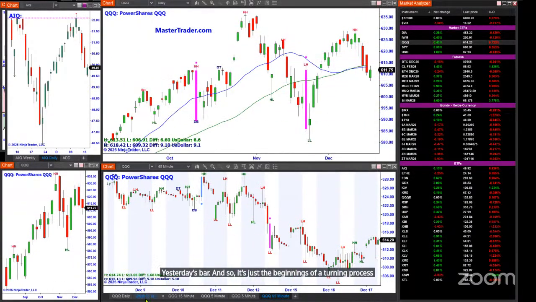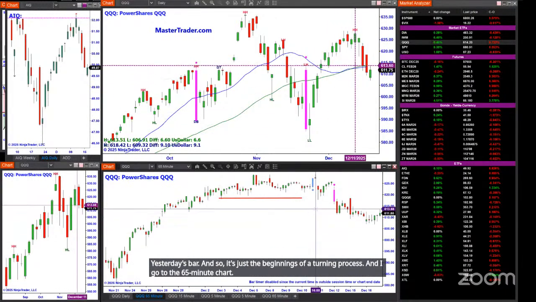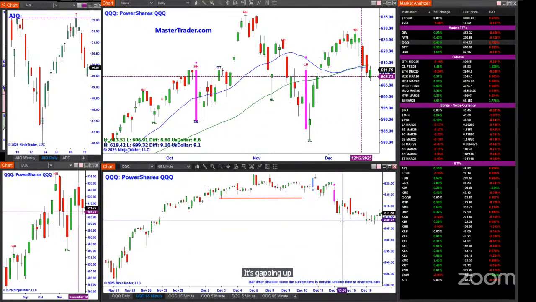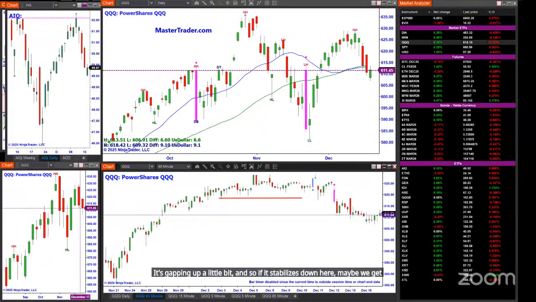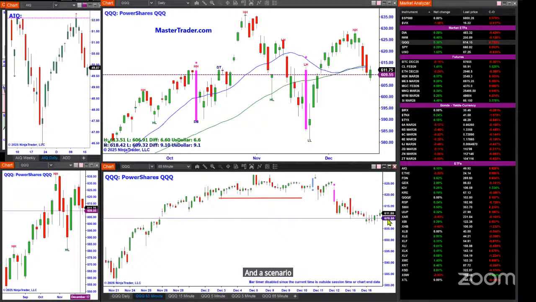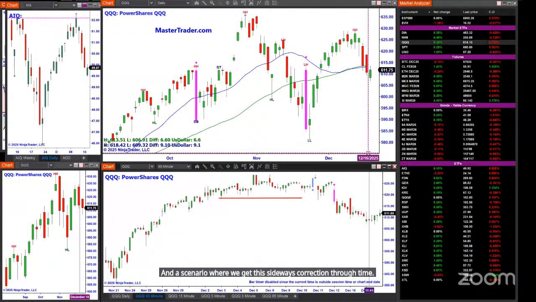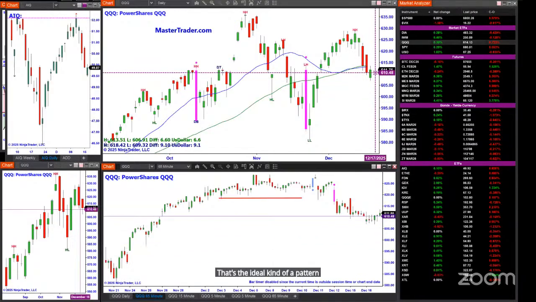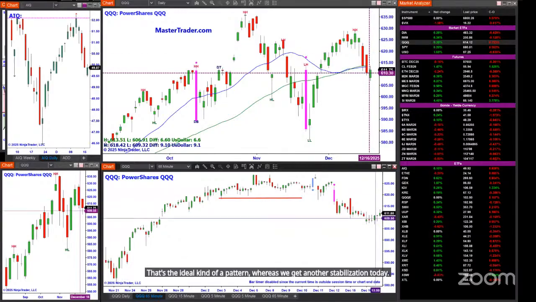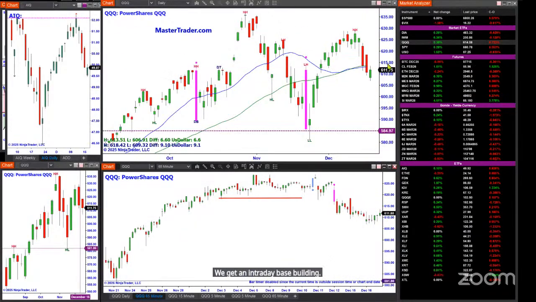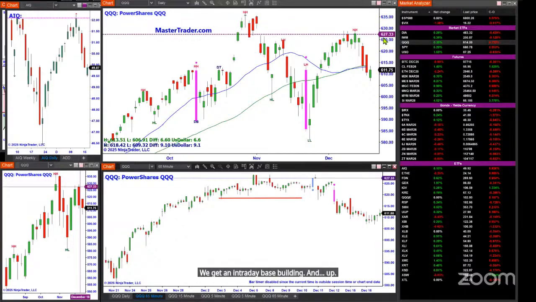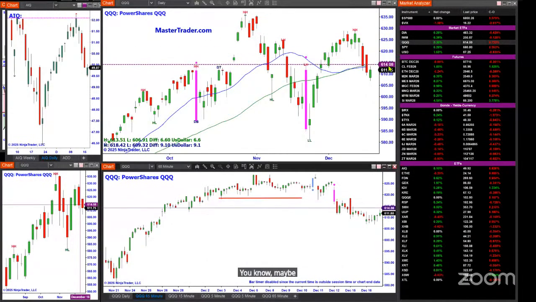And I go to the 65-minute chart, and it's gapping up a little bit. And so if it stabilizes down here, maybe we get a retest and a scenario where we get this sideways correction through time. That's the ideal kind of pattern. Whereas we get another stabilization today, we get an intraday base building and up, maybe tomorrow in a more meaningful way.